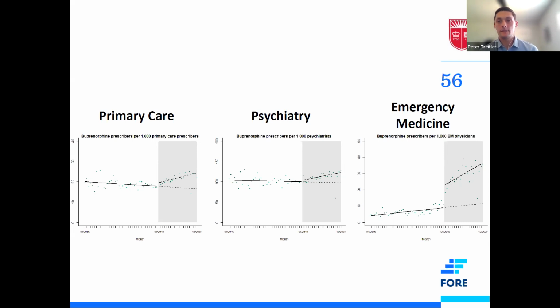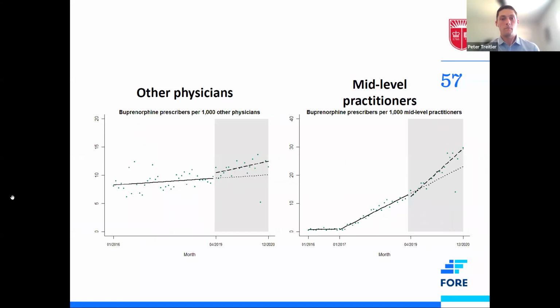And emergency medicine, interestingly, thinking about Arjun's presentation, there was a huge increase there. Early on, before the policies were implemented, a relatively small number of emergency medicine prescribers were doing buprenorphine, but there's a large increase after the policy goes into effect. Next slide. And similarly for other physicians with other specialties, there's also an increase, although the magnitude is smaller. And lastly, mid-level practitioners, nurse practitioners, and physician's assistants, there's also an increase associated with the policies.